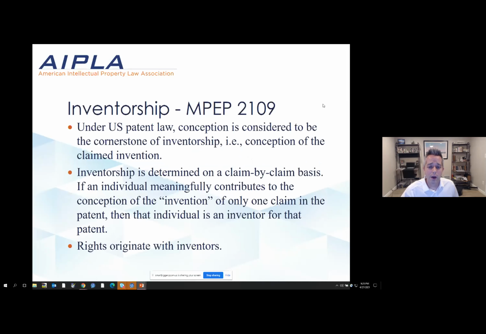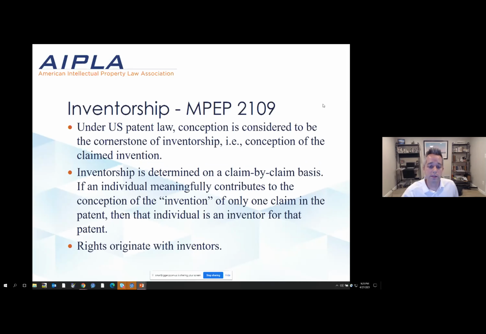So how does one become an inventor? Well, under US law, conception is considered to be the cornerstone of inventorship. So conception in this case being always focused on the claims, conception of a claim.